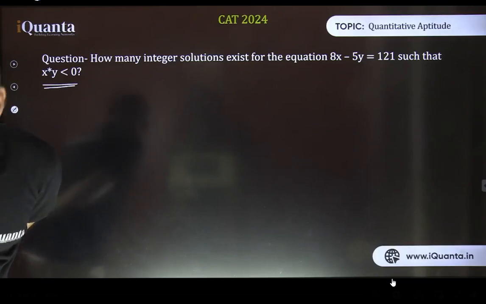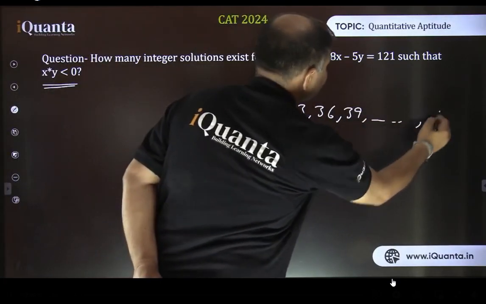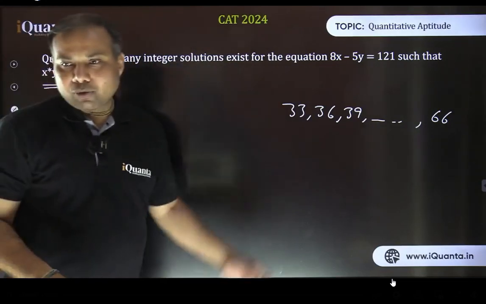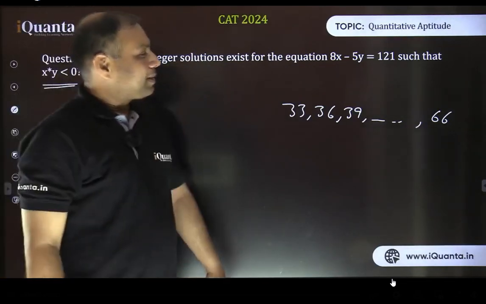Rashika is asking how 12. Rashika ji, 33, 36, 39 up to 66 we are to go. See, those who were not clear about this, how to count. Yes, one way is that as Arju has written, write it out and count. That's okay, that's one of the ways. Otherwise, what can I do?